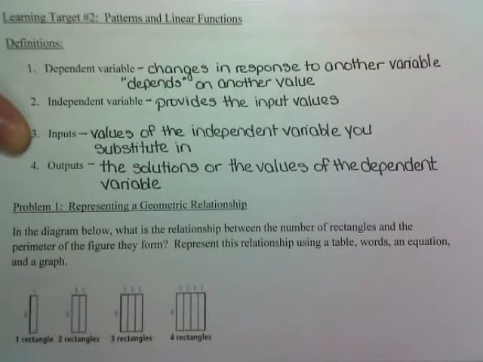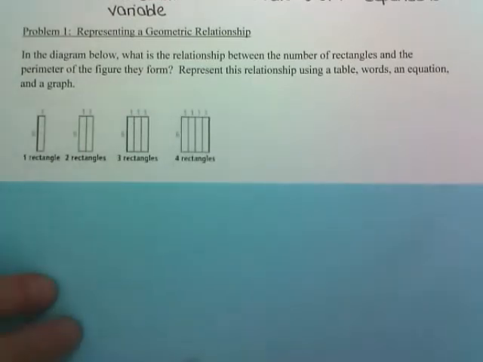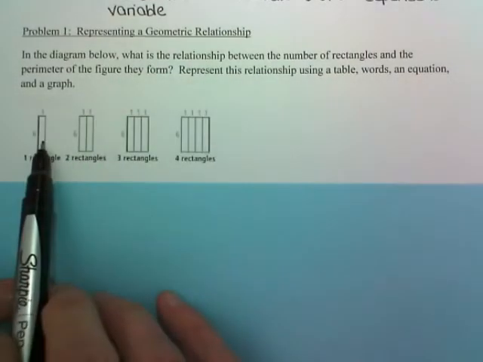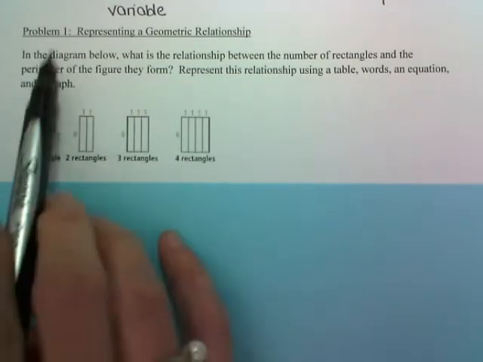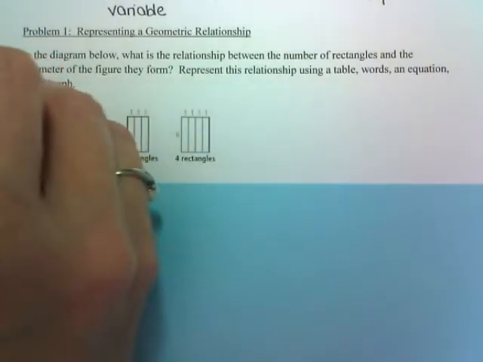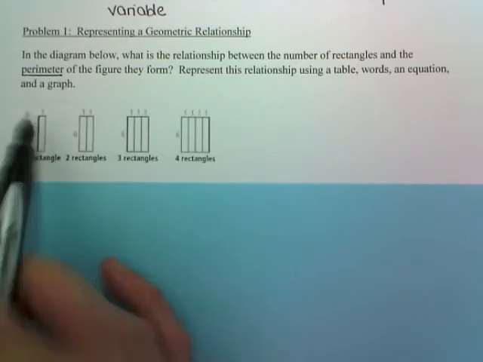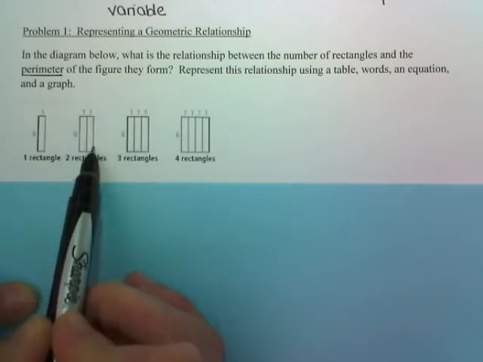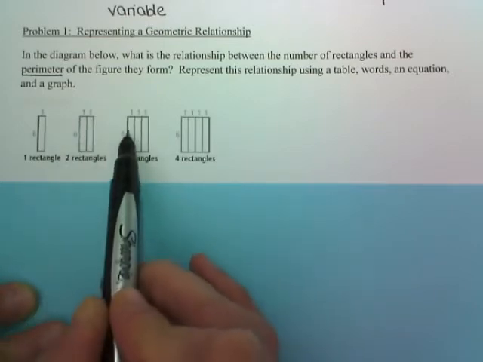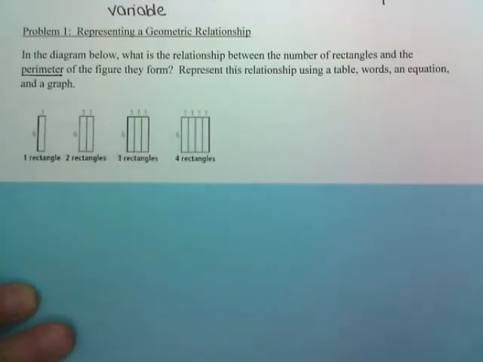We have a pattern here of rectangles. And right now we want to find out the relationship between the number of rectangles in the picture and the perimeter that they form. So perimeter, vocabulary word you need to make sure that you know. Perimeter is the distance around an object, in this case our rectangle. When you have two rectangles, it's the distance around. We're not worried about that line down the middle. Same thing with three rectangles. We're not worried about those two lines down the middle. Perimeter is the distance around.